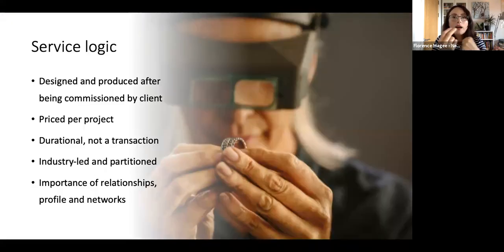For this model, there are two logics that I can see. One is the service logic. So when you're doing a commission, work for a client is quite different from selling just an object that you produced. It is a relationship. It is not a transactional relationship. It's transactional, but it's not. It's in the duration and the question of the quality of the product, as also the quality of the relationship. So basically, how you talk to people is very important.